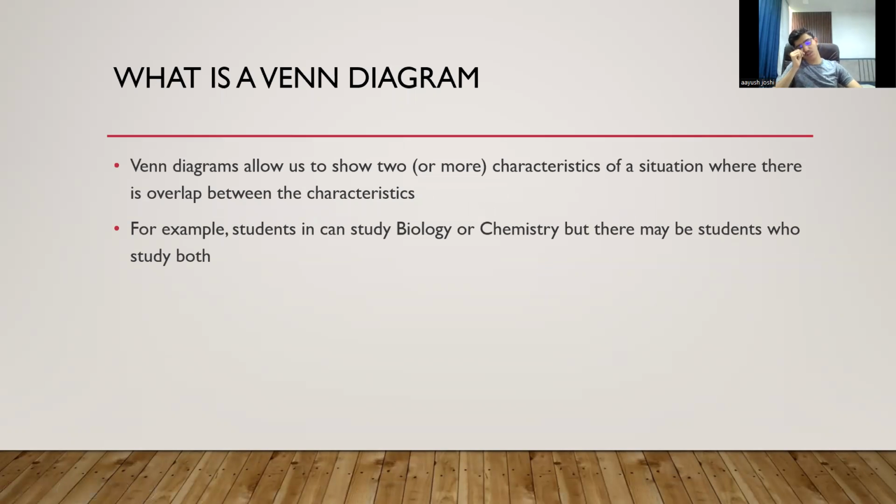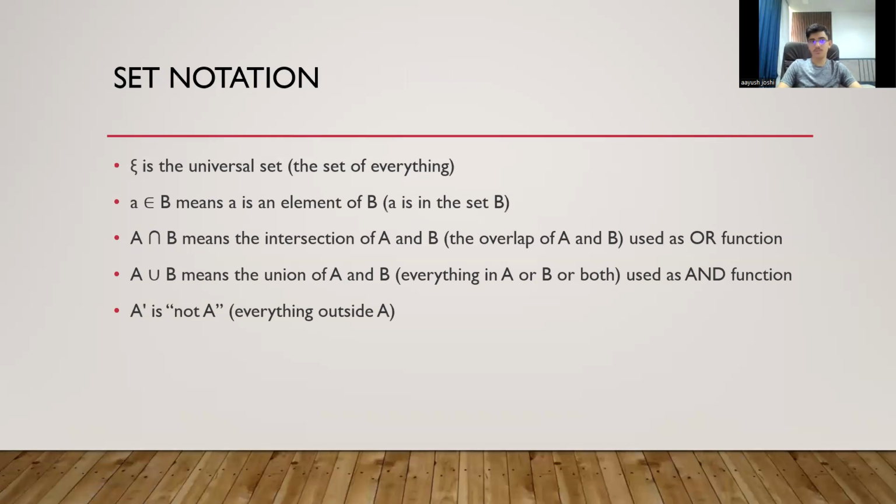So, what is a Venn diagram? Venn diagrams allow us to show two or more characteristics of a situation where there may be an overlap between them. So, for example, students in a Venn diagram can study biology or chemistry. There may be students who study both. There could be students who study only biology. There could be students who study only chemistry, and then there could be students who study neither of that. So, as you can see, a Venn diagram conveys a lot of information from such a simple structure.